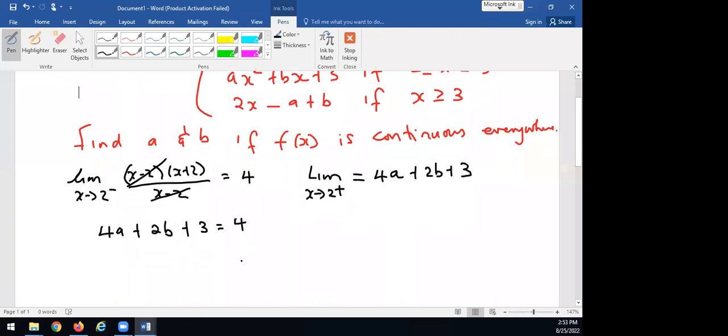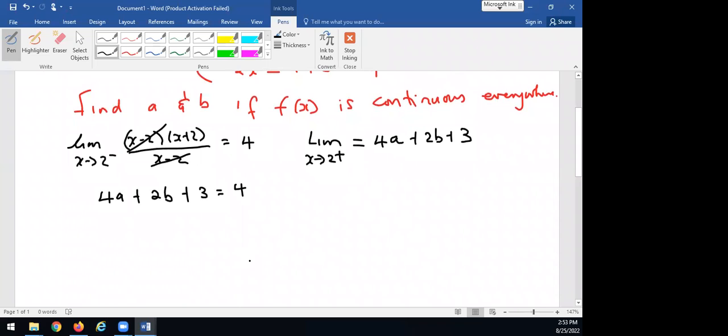And I'm going to bring over my 3 to keep numbers on one side and letters on the other side. So 4a plus 2b is going to be 4 minus 3, which is 1. So this is your first equation, Equation 1. We can't solve that as yet because we have 2 unknowns and 1 equation. We need to get another equation, then we can solve them simultaneously.